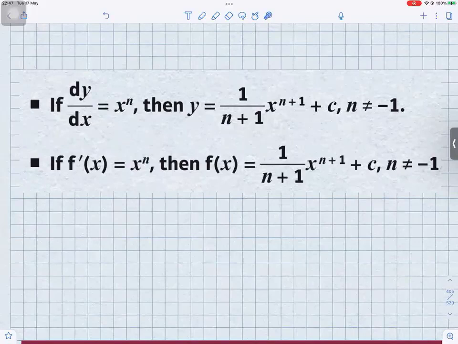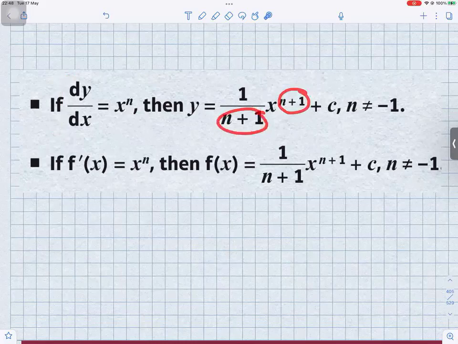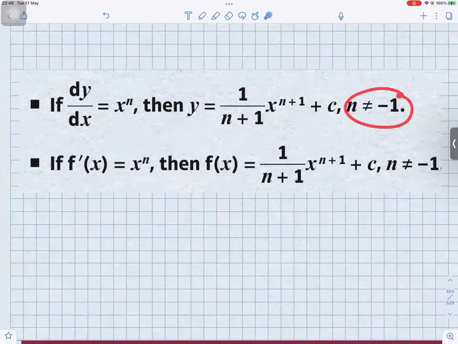These two formulae, 1 and 2, they mean the same thing. If dy over dx is equal to x to the power n, to get y, you integrate. Add 1 to the power, divide by the new power. So you add 1 to the power and divide by the new power. And you add the constant of integration c. And this formula will not work when n equals minus 1. And you will learn more about that later on.